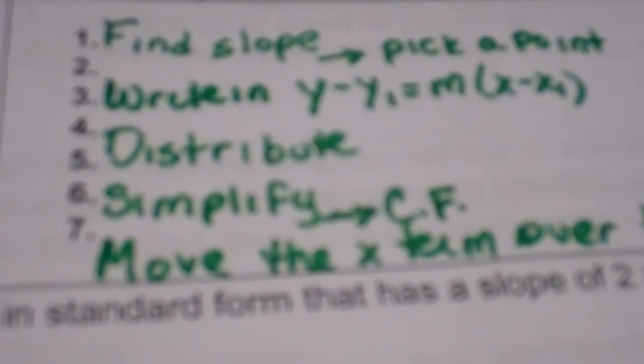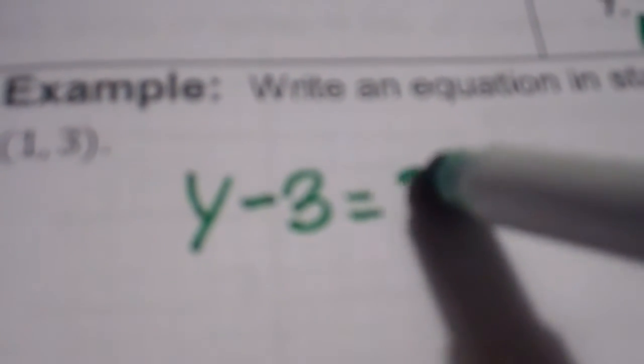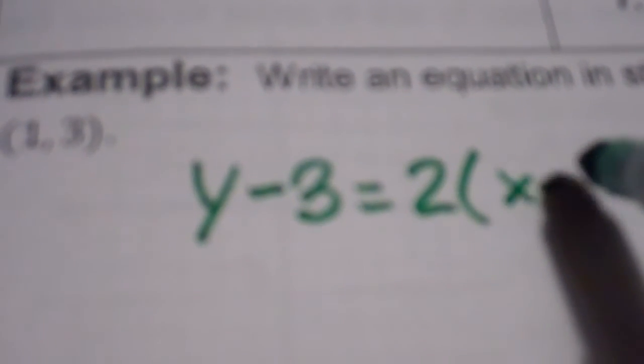Okay, a lot of steps, but let's see how that all goes down. Write an equation in standard form that has a slope of 2. That means m is equal to 2. And going through the point (1, 3). First step, find slope. Found it. Next step, pick a point. Found it. Next step, write in point slope form. So remember, this is the x1, this is the y1. So y minus 3 equals the slope, which was 2, times x minus 1.